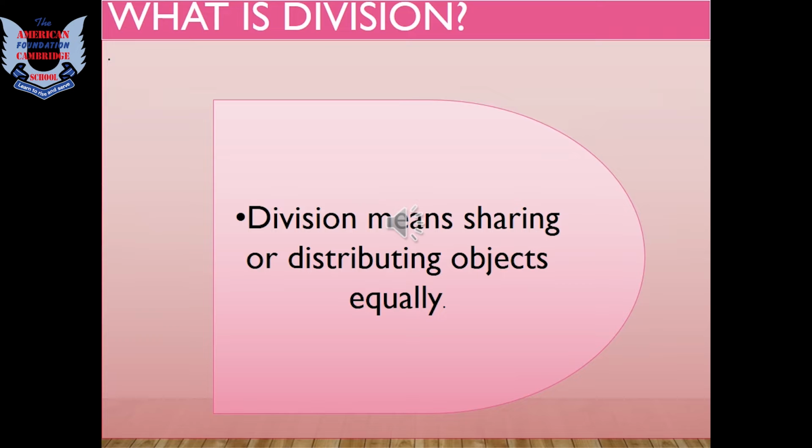Now back to the example. We have 8 slices of pizza which have to be divided among 4 people. So you will start reading the table of 4 until 8 comes in it. The point where you will stop would be the answer to your question. So start reading the table. 4 times 1 is 4. 4 times 2 is 8. We have to stop here because 8 has come.